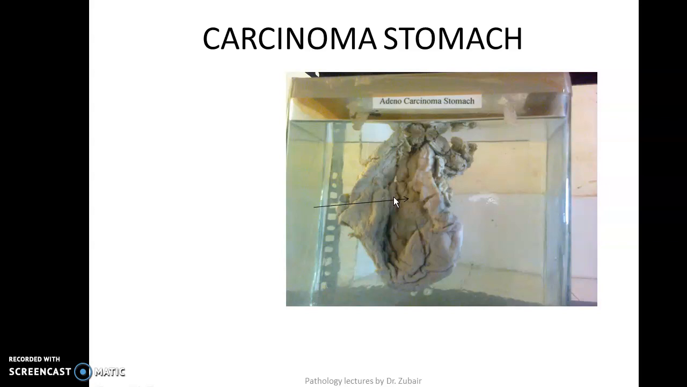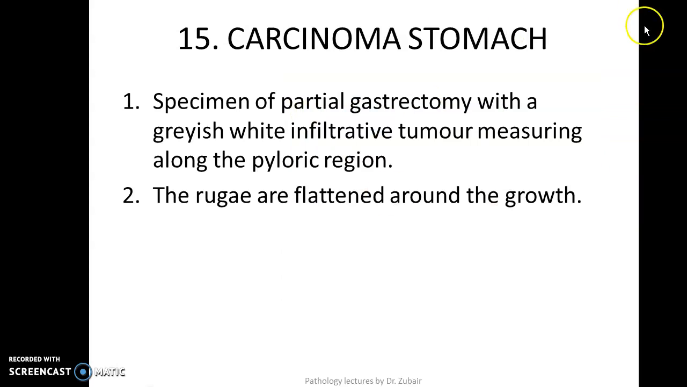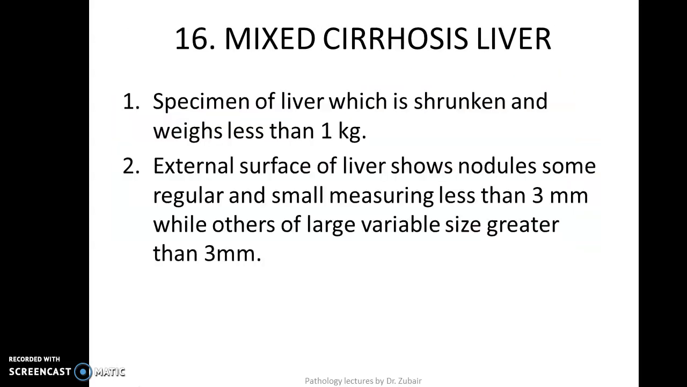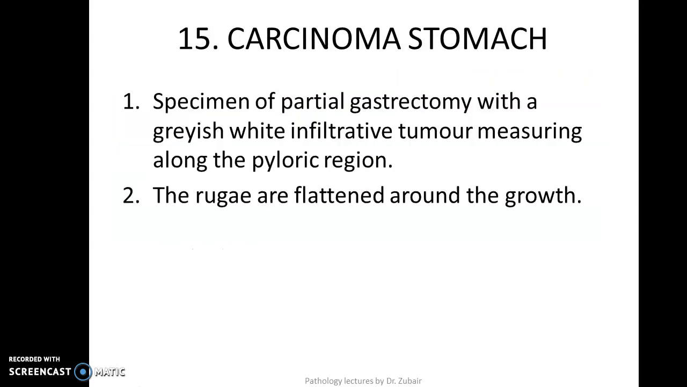So in case of a malignant lesion of the stomach, or malignant ulcerative lesion of the stomach, the rugae tend to be lost around the lesion. It will be ulceroproliferative growth. Whereas in a benign ulcer, the rugae can be traced to the margin of the lesion, right? This is a specimen of partial gastrectomy with a grayish white infiltrative tumor measuring so and so. You have to give the measurement along the pyloric region, and the rugae are flattened around the growth.